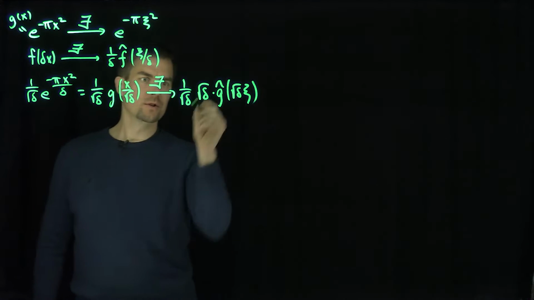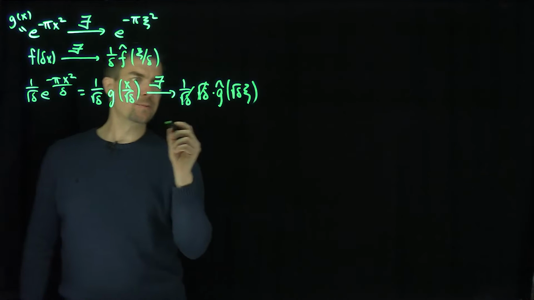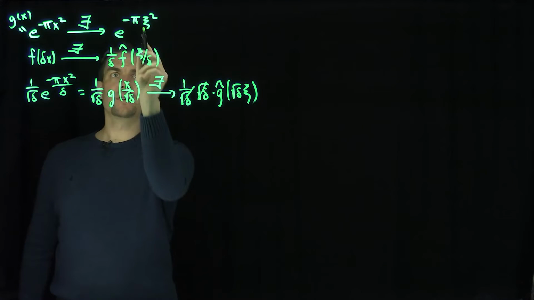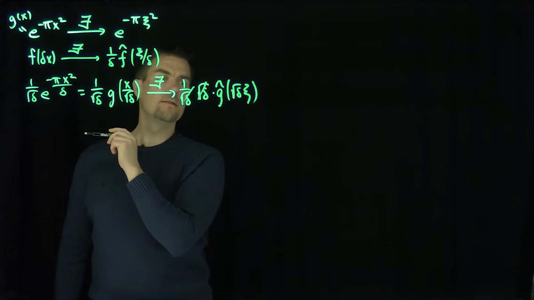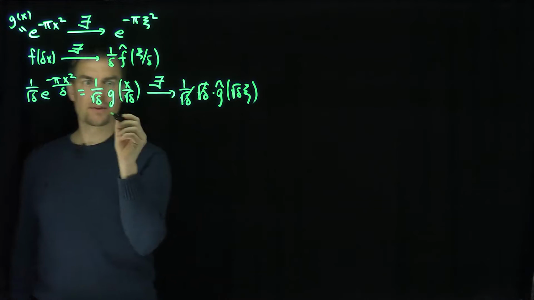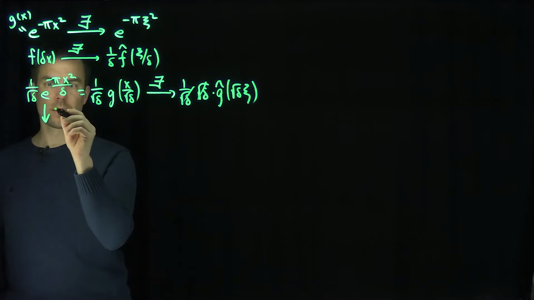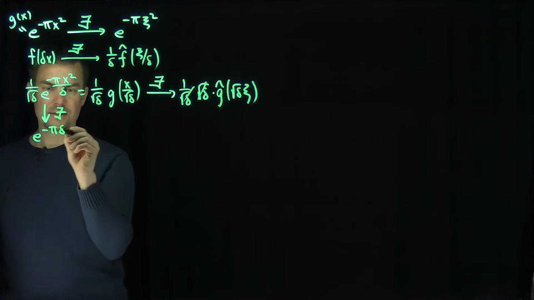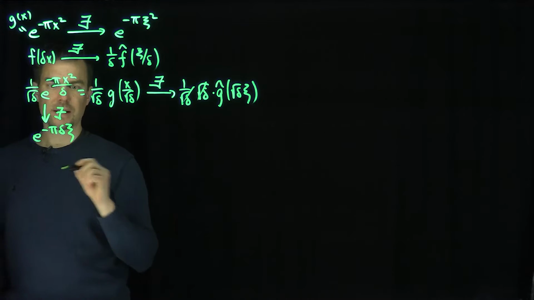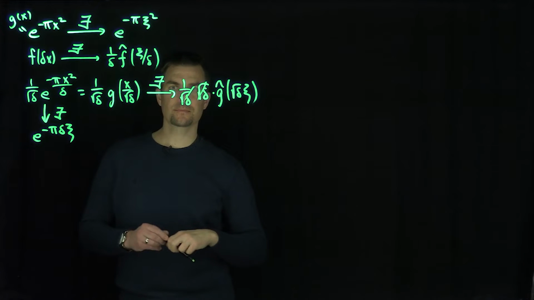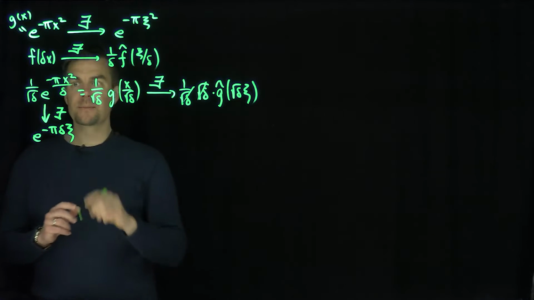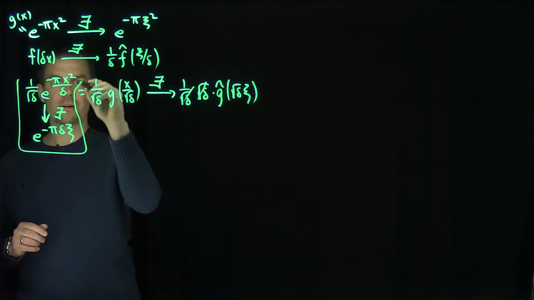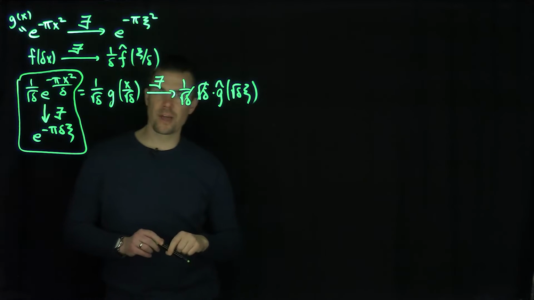That's the scaling law. So of course those deltas cancel out over here, and this becomes g hat of root delta xi, which is going to be e to the negative pi delta xi squared. So this function Fourier transforms to e to the negative pi delta xi squared. Okay, excellent. And that's going to be an important result in our Fourier inversion formula over here. So that's one important result we have.